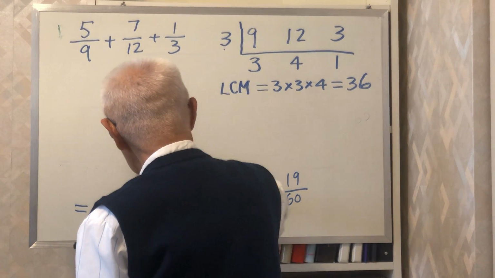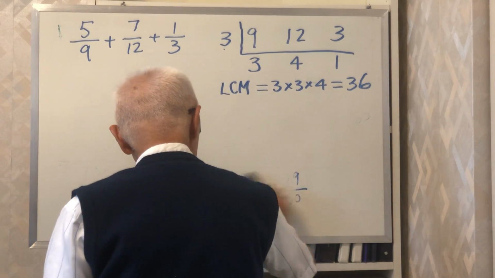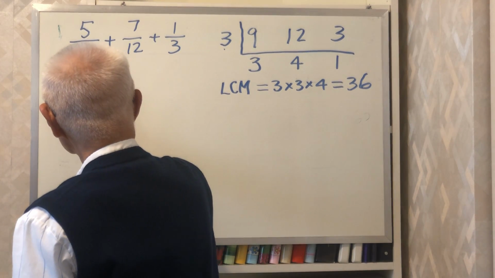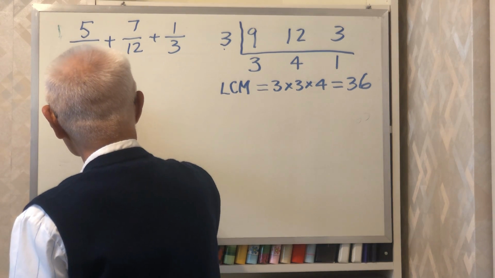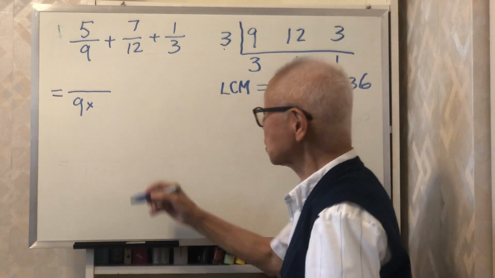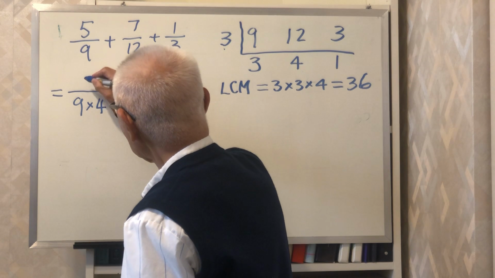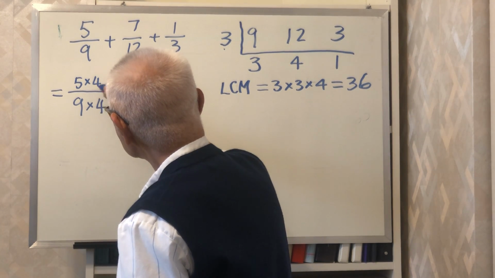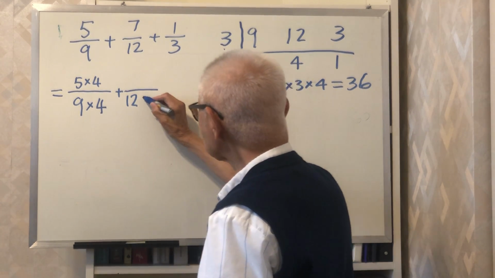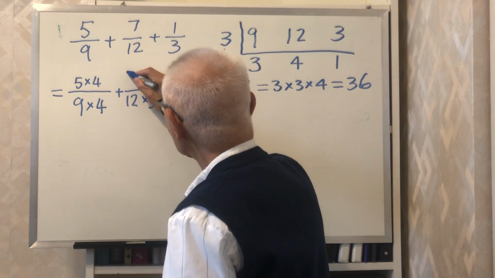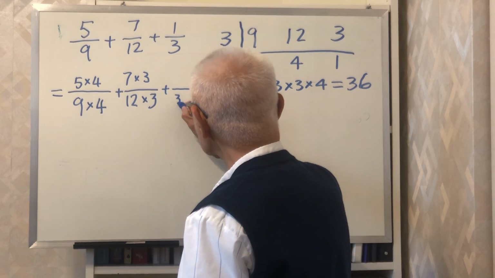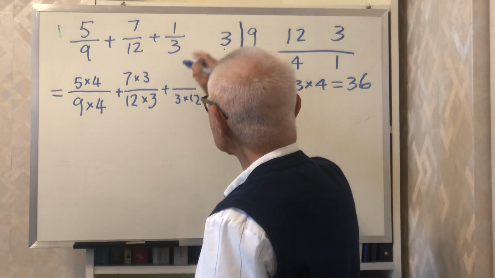Okay. So this is equal to what times 9 gives you 36? It's 4. So multiply the top by 4. How do you change 12 to 36? You multiply by 3. So 7 multiplies by 3. How do you change 3 to 36? You multiply by 12. So 1 times 12 is 12.